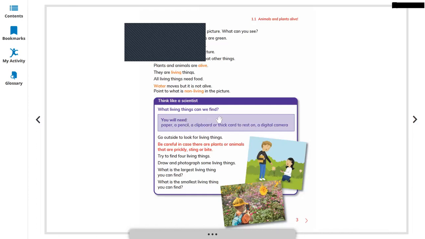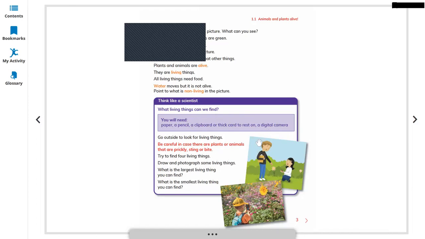Think like a scientist. What living things can we find? You will need paper, a pencil, a cupboard or a thin card, or a digital camera. Go outside to look for living things. Be careful in case there are plants or animals that are prickly, sting, or bite. Try to find 4 living things. Draw and photograph some living things.